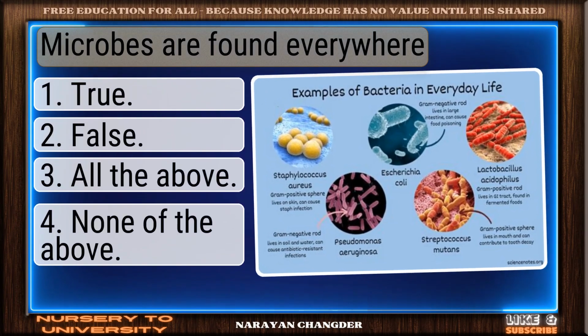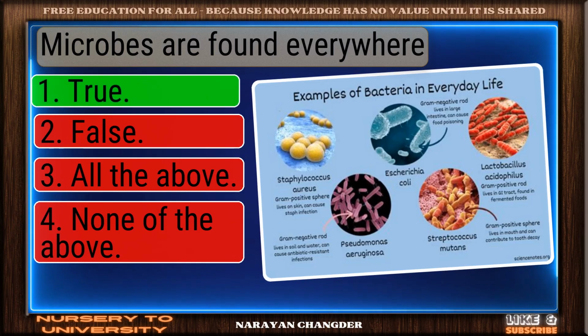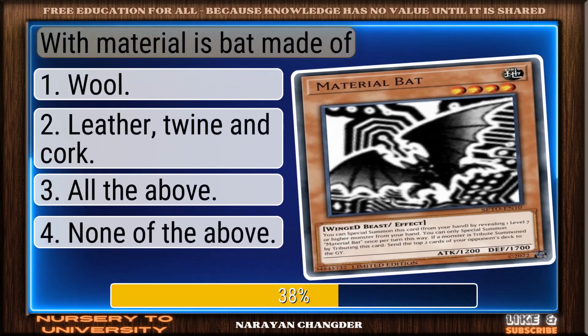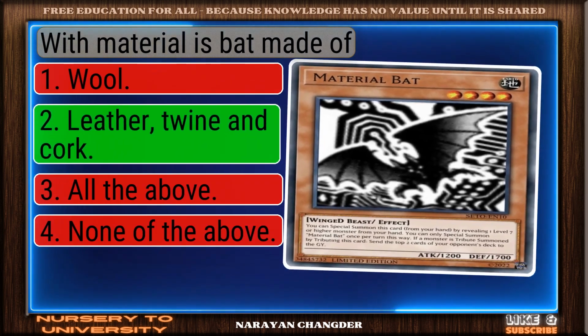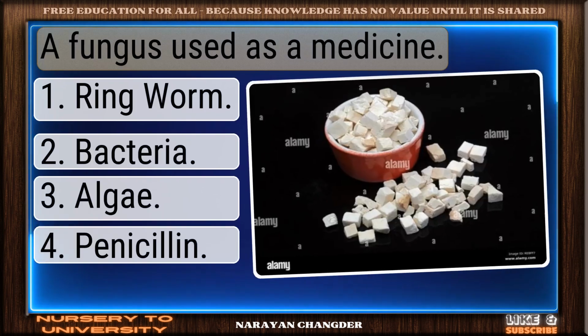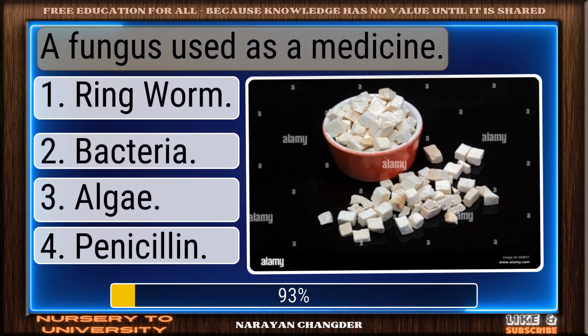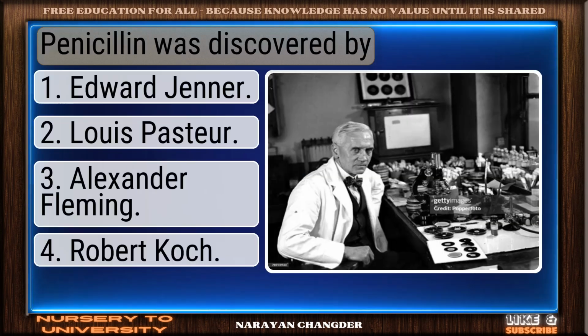Microbes are found everywhere. Bravo, true is the answer. With material is bat made of. Solid response. Leather, twine and cork is a valid choice. A fungus used as a medicine. Correct. Penicillin is the right answer.